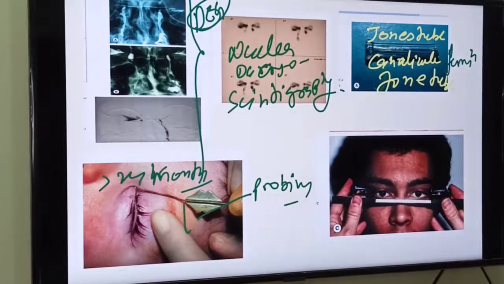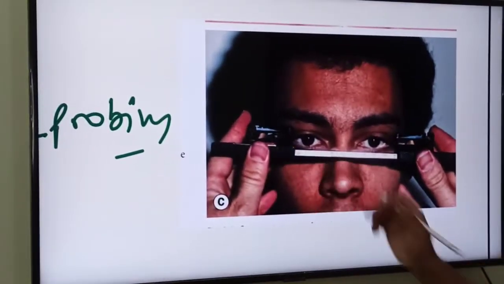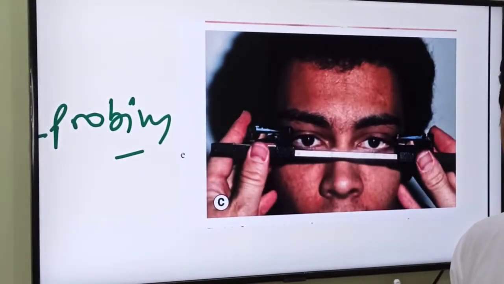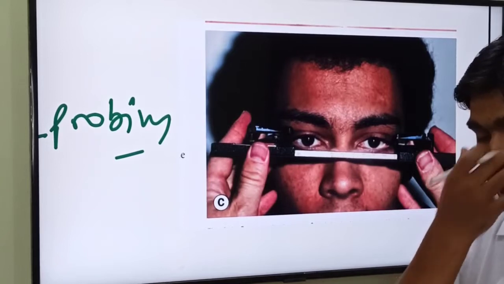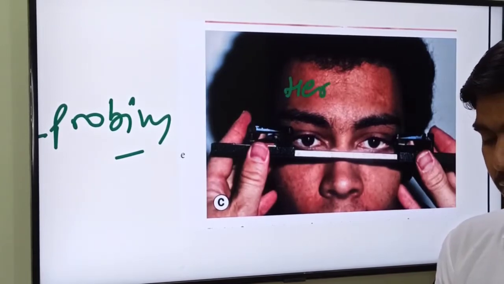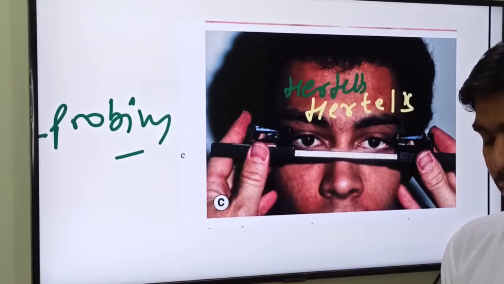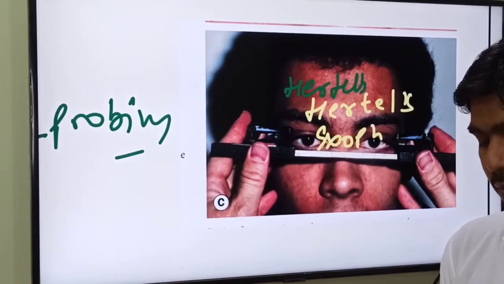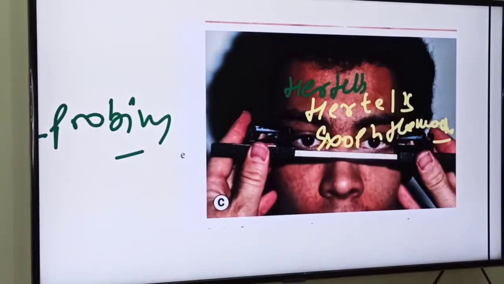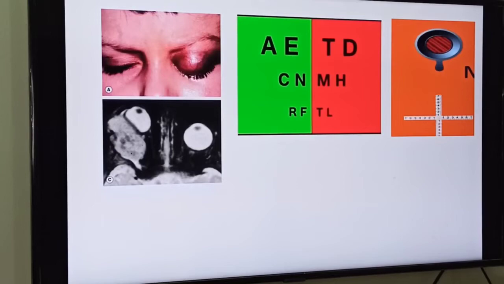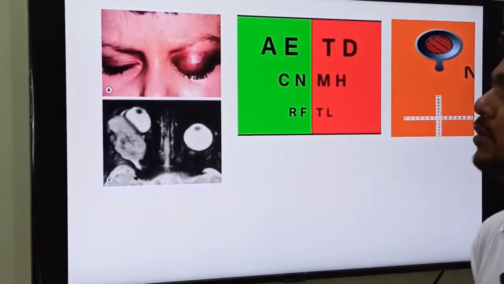What is this? This instrument, Hertel's exophthalmometer, to measure the intercanthal distance. This one. Hertel's exophthalmometer. Okay. Last slide of the series.